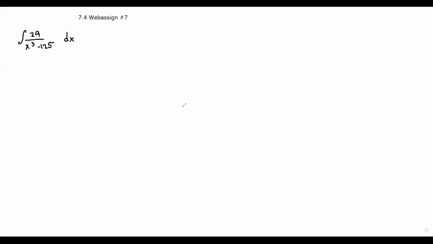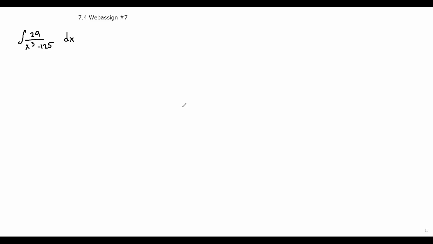Because this is such a lengthy problem, I'm going to add some timestamps so that if there's a certain part of the problem that you feel comfortable about, you can jump to the next part of the problem. Okay, so the integral that we're looking at here is 29 divided by the quantity x cubed minus 125 dx.